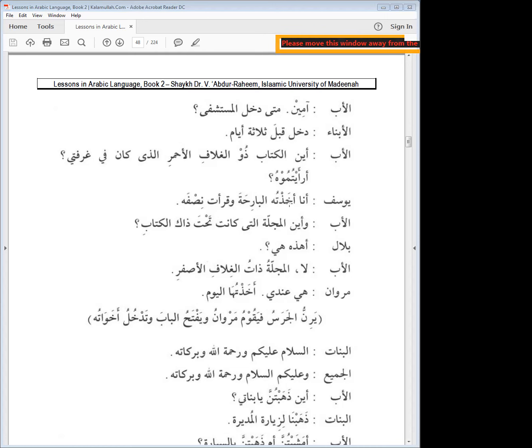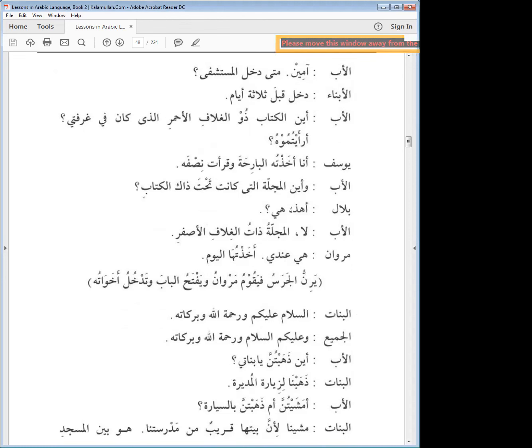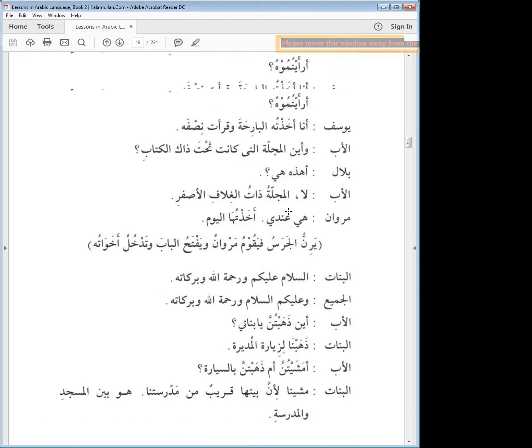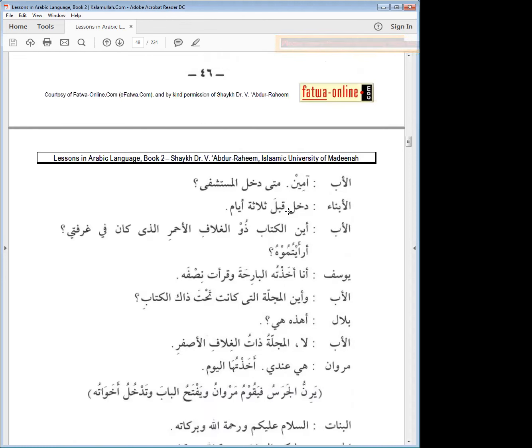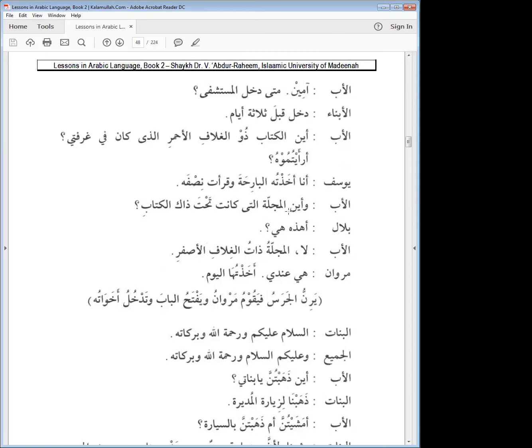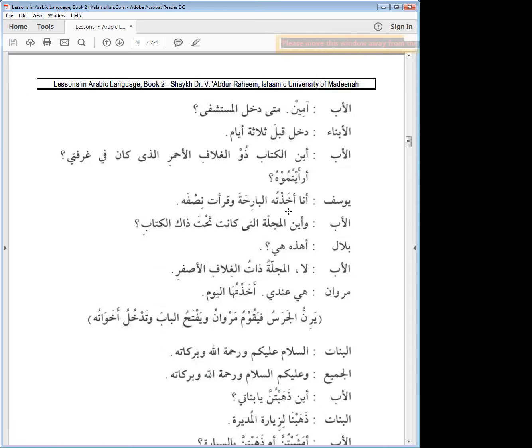Right, Jazakallah. Al-Bariha, last night, right? Where did we reach again? Right. So I took it last night. Ana akhaztuhu al-barihata wa qara'tu nisfahu. And I read half of it, right? I took it last night and I read half of it.